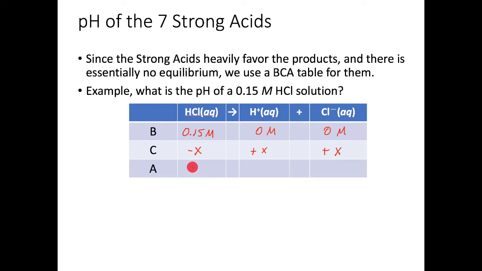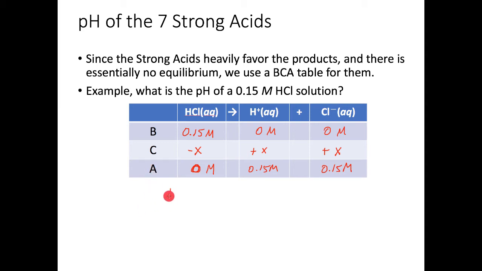When the strong acid reacts, this is going to go to 0 because we're not going to have any of that strong acid left over when we're finished. It is all going to go to 0 molar. And over here, we're going to have 0.15 molar for the hydrogen ion, and again 0.15 molar for the chloride, because the reaction shifts completely to the right and this will run out. That's how we deal with BCA tables or stoichiometry.